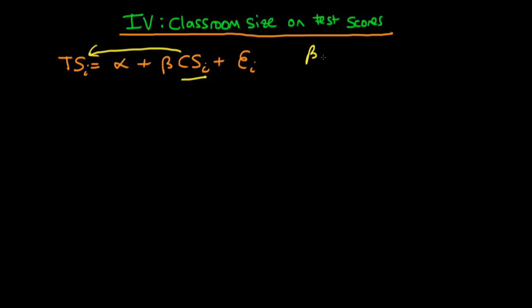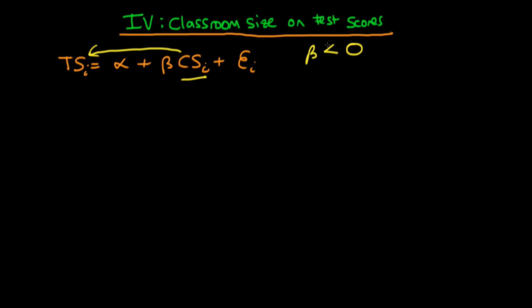The theoretical effect that we might expect classroom size has on an individual's level of test scores is that as the classroom size increases, the teacher has to spend more time policing the classroom and less time teaching. So the level of teaching in larger classrooms happens to be lower. Because of that, we would expect the coefficient on classroom size to be less than 0, because as classroom size increases, test scores tend to decrease.